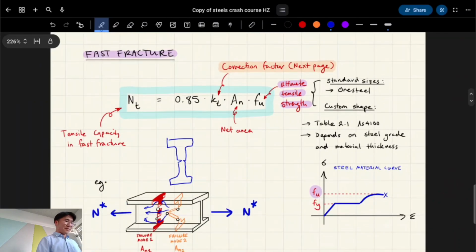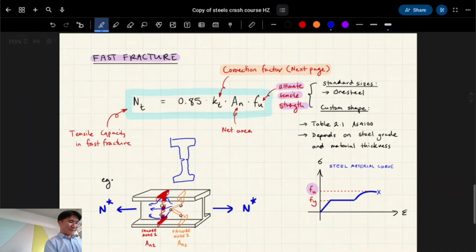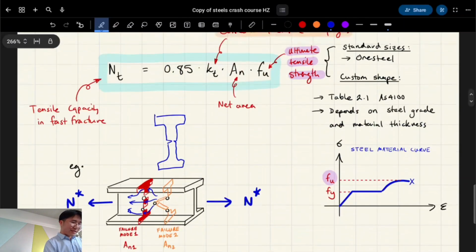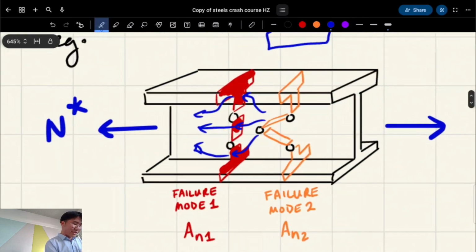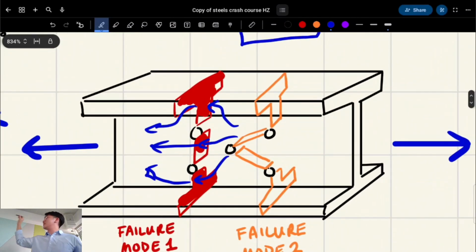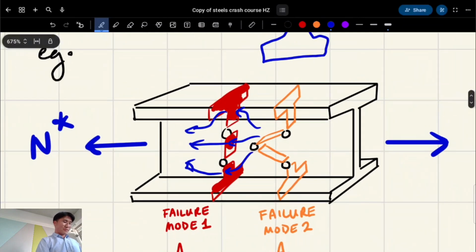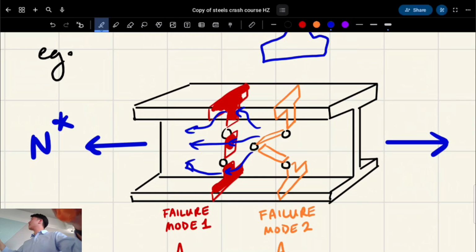The harder one to wrap your head around is fast fracture, because it's to do with fracture paths. This is where it gets complicated. Imagine you have a section that looks like this, with a grid-like pattern of bolts. There are multiple fracture paths, which we call failure modes, that can happen. There's one where the holes are not staggered, and one where the holes are staggered. Which one do you reckon will be stronger?